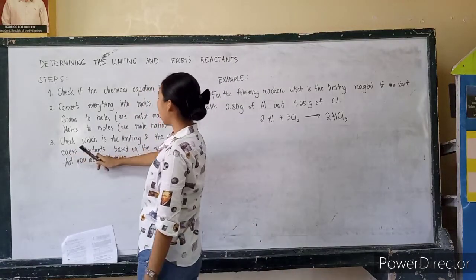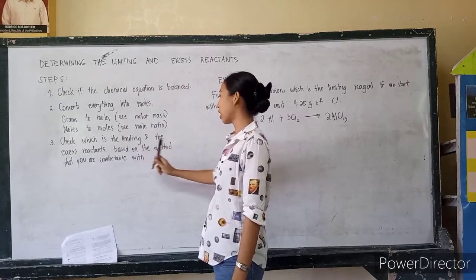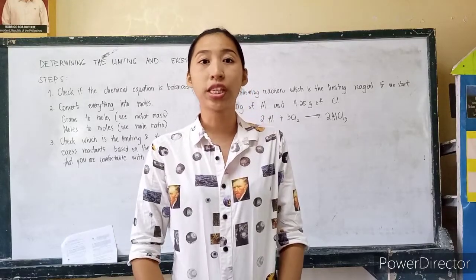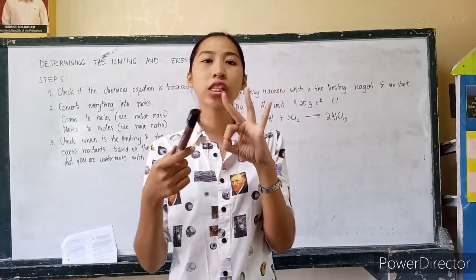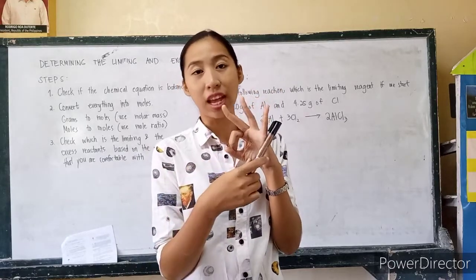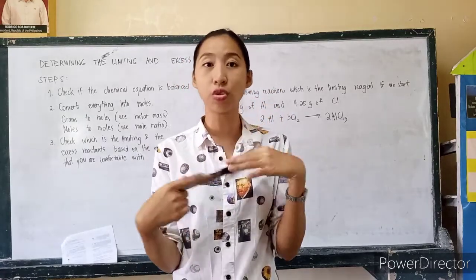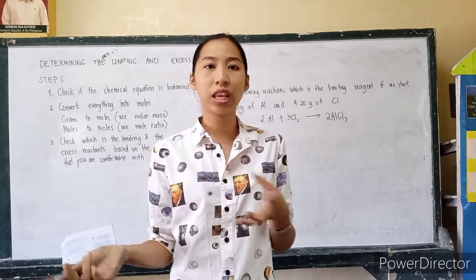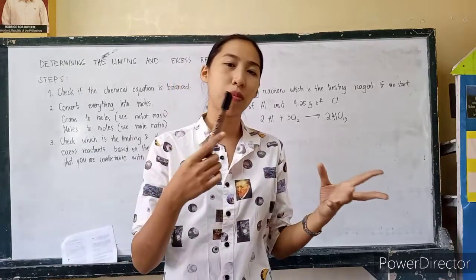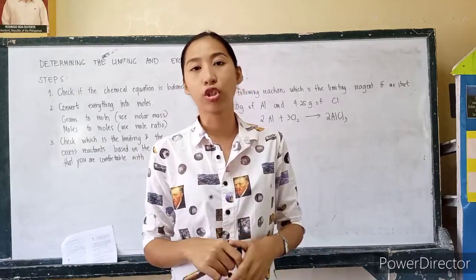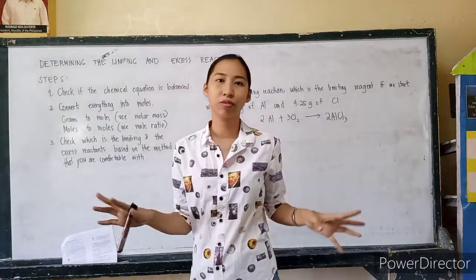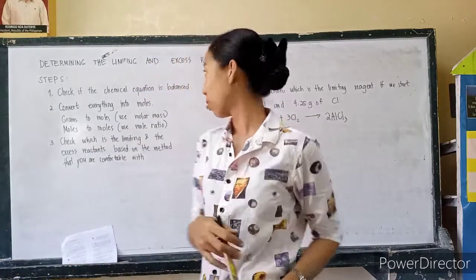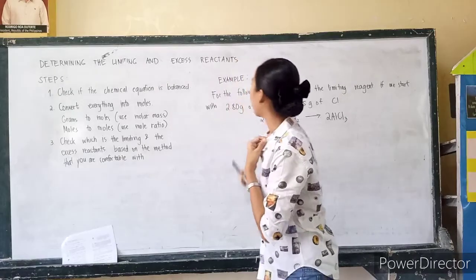Last is check which is the limiting and the excess reactant based on the method that you are comfortable with. Your module presented 3 methods, so you just try and understand the 3, and whichever method you are more comfortable with, go with that. But for me, I usually use method number 2. If not, I use method number 3. Either method 2 or method 3. So without further ado, let's start our example.